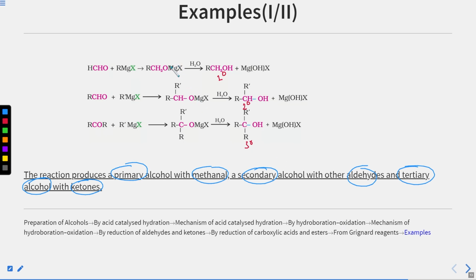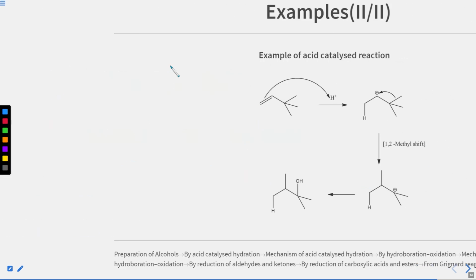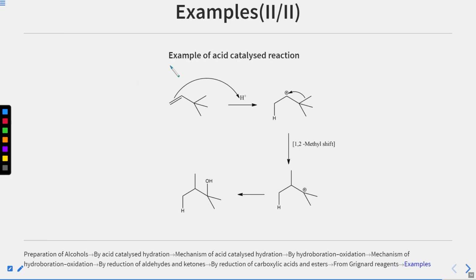Now I would like to put up one more example. So it is a rearrangement reaction. It is very good practice to see such complicated reactions, because this type of question is only asked in JEE, where you have to rearrange the carbocation to get the most stable species. So here is our question.